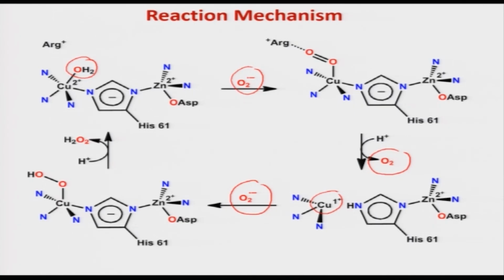So, the disproportionation of superoxide by redox active metal ions is generally thought to occur in two 1 electron steps, as I have shown in the ping pong mechanism. Copper 2 plus gets reduced to copper 1, while superoxide is oxidized to oxygen. Again, copper 1 gets oxidized to copper 2 and superoxide gets reduced to peroxide.